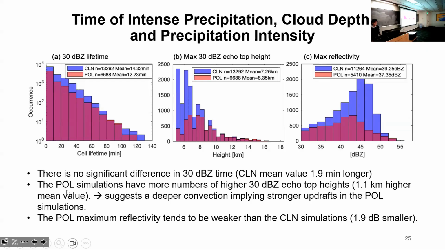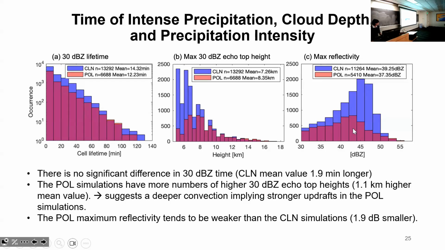The polluted simulation has a little bit more numbers of higher 30 dBZ echo top height, meaning the polluted simulation has deeper convective cells, meaning stronger updraft. But interestingly, maximum reflectivity is a little bit weaker for polluted simulations compared to the clean case.